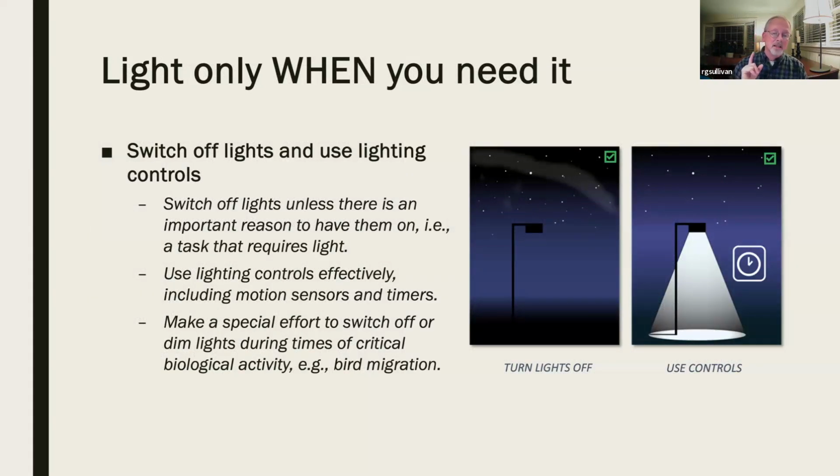So, light only when you need it. Okay. If you can turn off lights, you need to do it. If you can use timers to control them, whether that is to make them on only at certain hours or a kind of a motion sensor to have it only go on when it is needed and a few minutes after, that will do a lot of good to keep these lights off at times when they are going to annoy your neighbors or affect animals or plants.